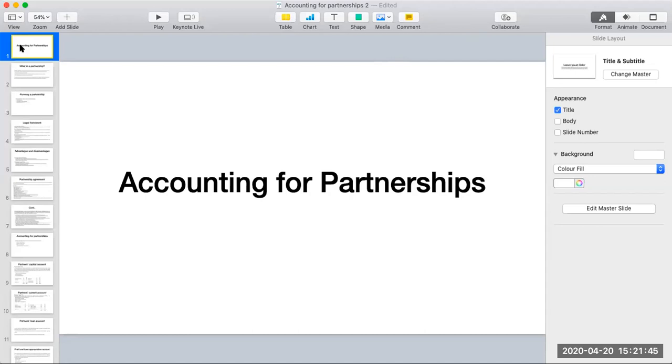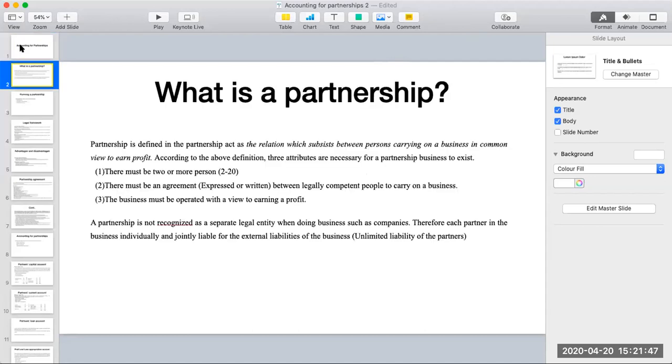We'll start with understanding the concept of a partnership. What is a partnership? As we all know, a partnership is a business which is conducted by two or more people, and the purpose of conducting this business is to earn profits.